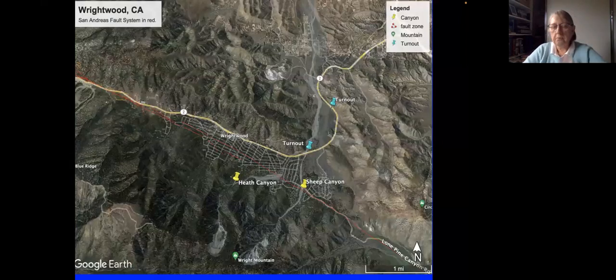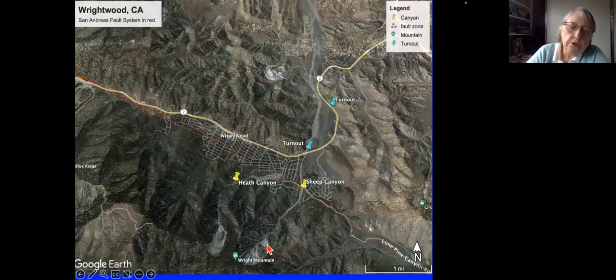Now, this is from Google Maps, and it's laid out a grid of the streets in Wrightwood. Remember, you've only got about 5,000 people. The red line through here is the San Andreas again. Here's Wright Mountain. And I'd like you to notice these beautiful scars on the mountain. And these are the landslides. So this is the Heath Canyon landslide. This is the Sheep Canyon landslide. And this is the southern branch and the upper branch.